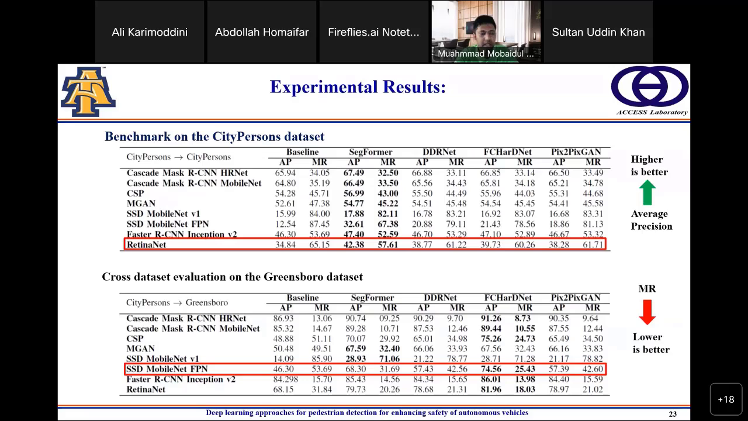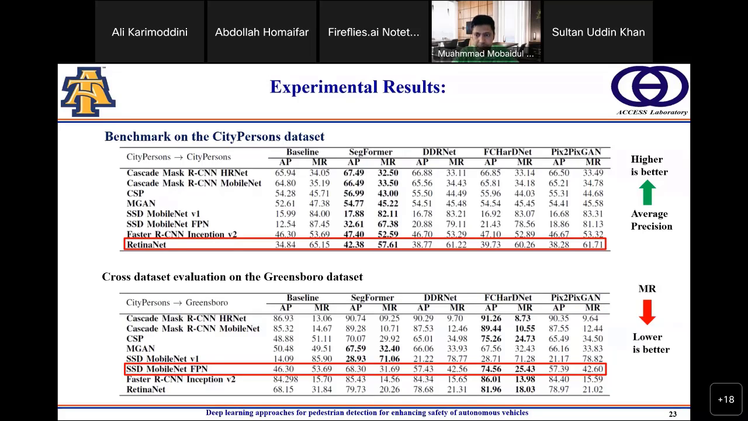And here in the table, the rows represent each of the 8 detector networks, and column-wise I provide the semantic segmentation networks. The first column is basically the baseline column, which means there was no fusion here. Then each column represents a semantic segmentation network. If we stand at any point, for example, 56.99 average precision, that represents the fusion between CSP and this SegFormer.